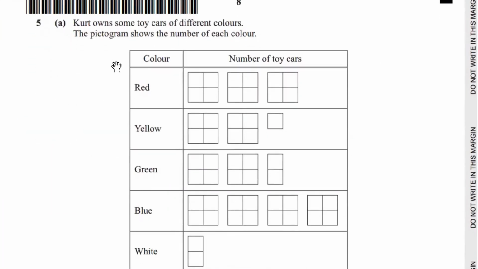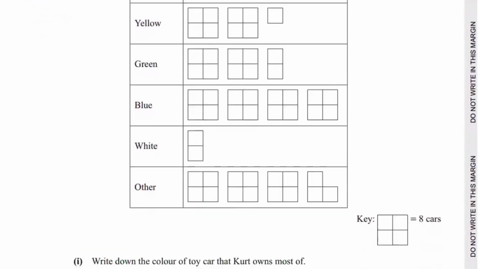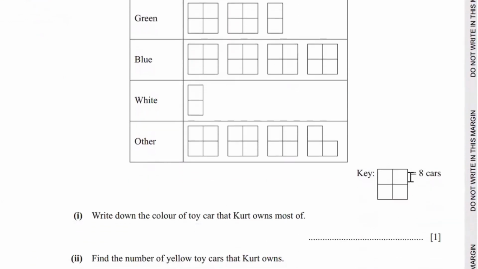Next question says, Kurt owns some toy cars of different colors. The pictogram shows the number of each color. So we have red, yellow, green, blue, white, and other. According to the key, one complete square with 4 squares inside equals 8 cars, which means one small square equals 2 cars.